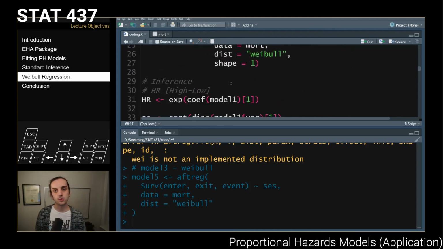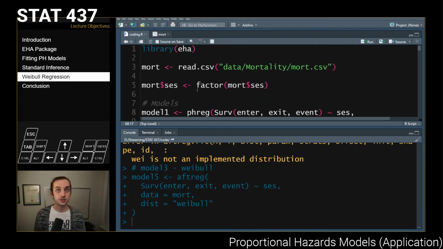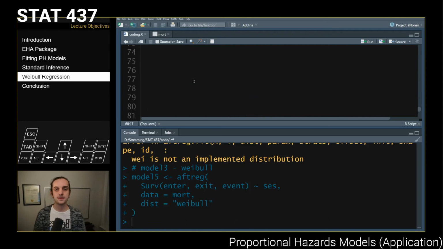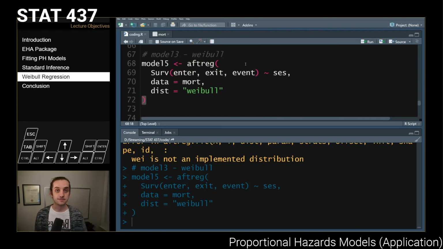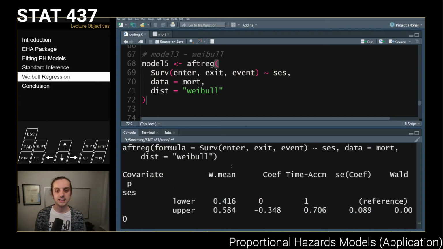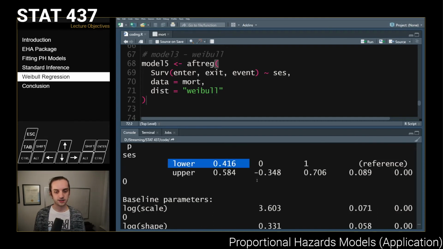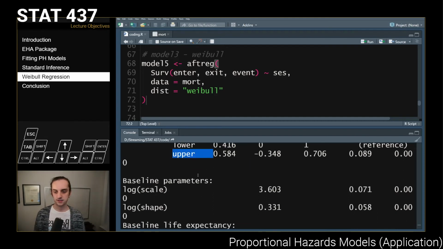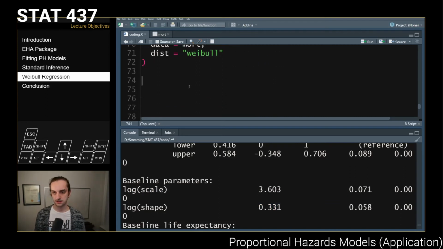And so we could have been working with this eha package for accelerated failure time models as well. But I wanted to point out that sometimes in this survival data context, you're going to need to use something that relaxes that assumption a little bit. But regardless, our model 5 output is going to look very familiar to us at this point, right? We get our lower and upper values here, and then we get our log scale and our shape parameters estimated here as well.